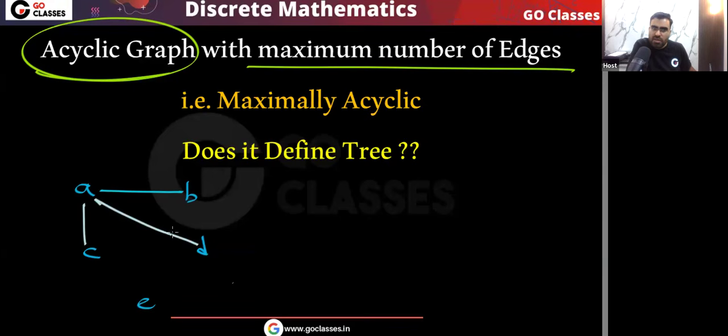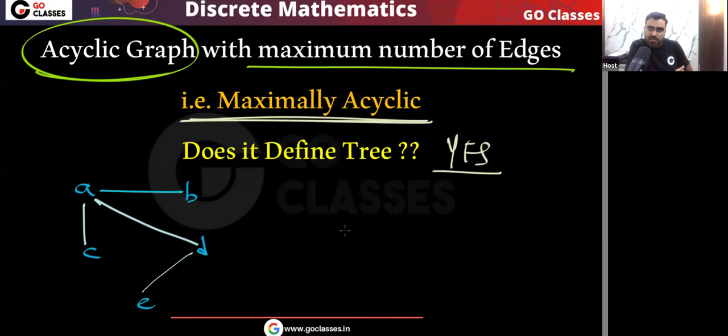Yes, I can do this. Now also this graph is acyclic. So does this graph have maximum number of edges? No. I can put this edge and still this is acyclic. Can I put one more edge? I cannot put. If you put this edge, there is a cycle. Whatever you do, if you put one more edge, there will be a cycle. So remember, acyclic graph with maximum number of edges means maximally acyclic. This is the definition of tree.